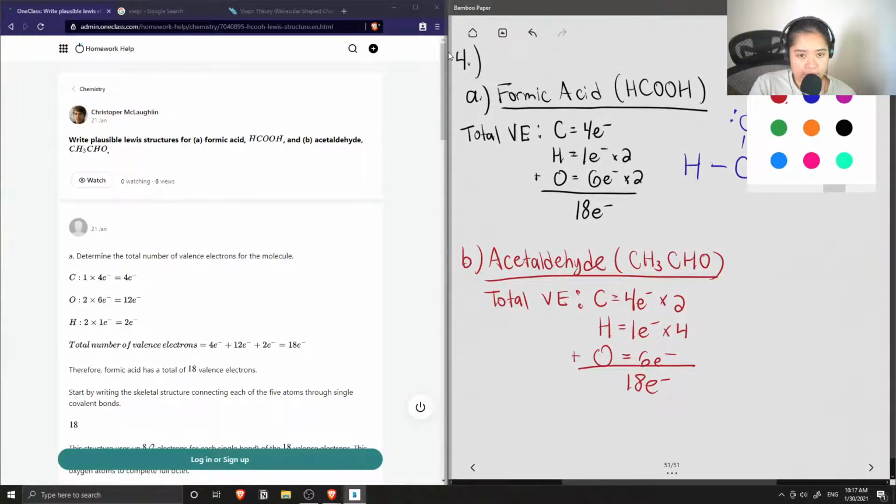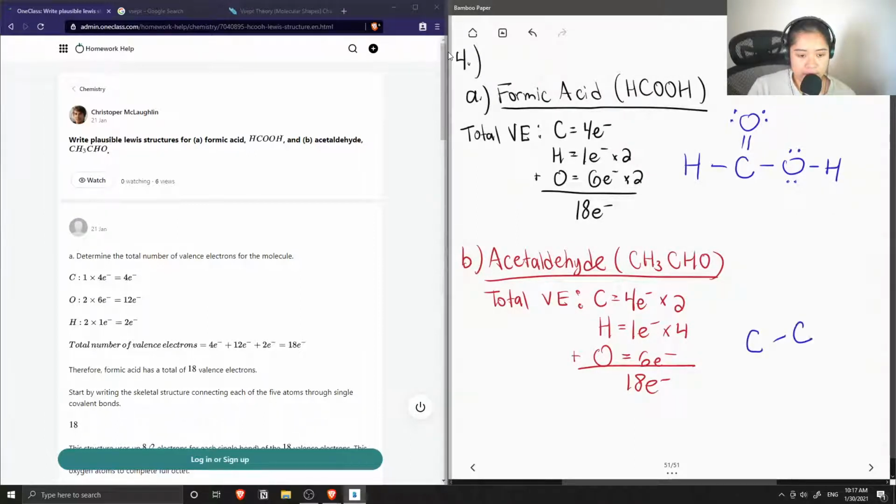So now let's also try to draw its skeletal structure. We have the 2 carbons, and one of the carbons will be single bonded to 3 hydrogens, and the other one will be bonded to a hydrogen and another oxygen.